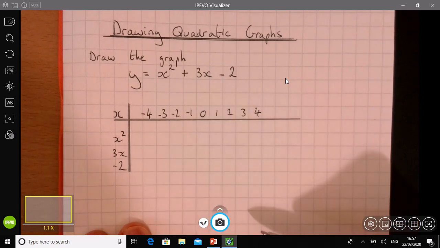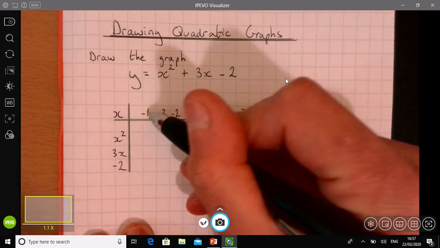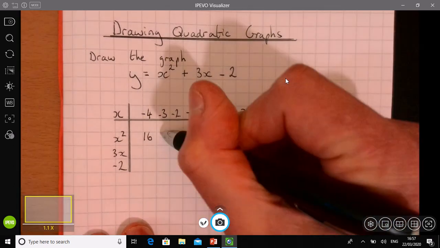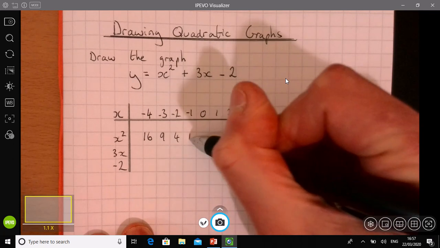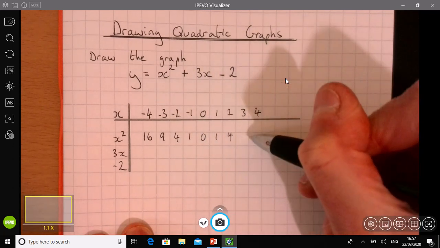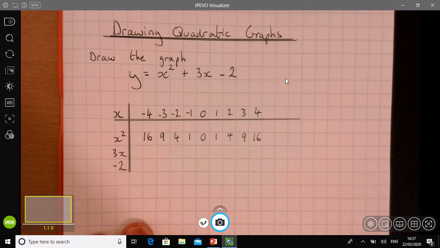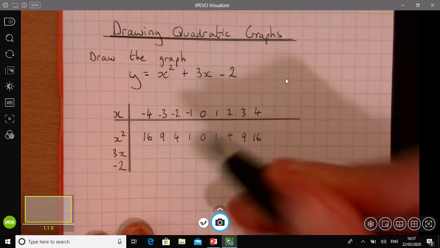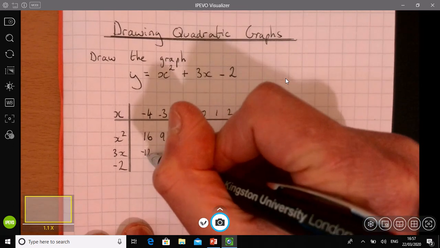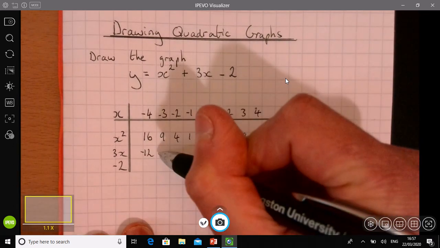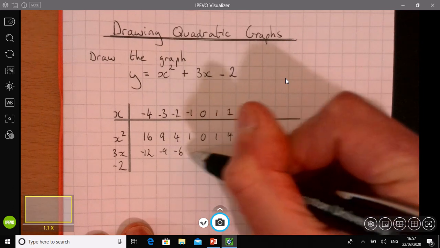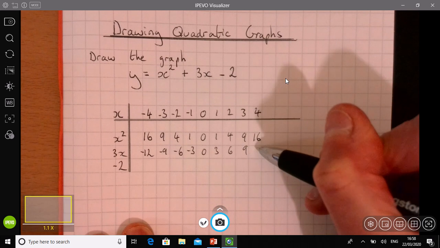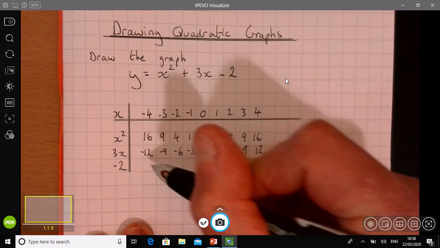It might mean that you're actually writing a little bit more, but sometimes writing a bit more does actually make it easier. If I square -4, it's 16. Now I haven't really got to think about writing x squared down. Like I said, sometimes writing a little bit more makes our life easier. So we're going to do 3 times whatever this number is. So there we go. So -12, -9, -6, -3, okay, and 3, 6, 9, 12. Again, haven't really needed to think about that.